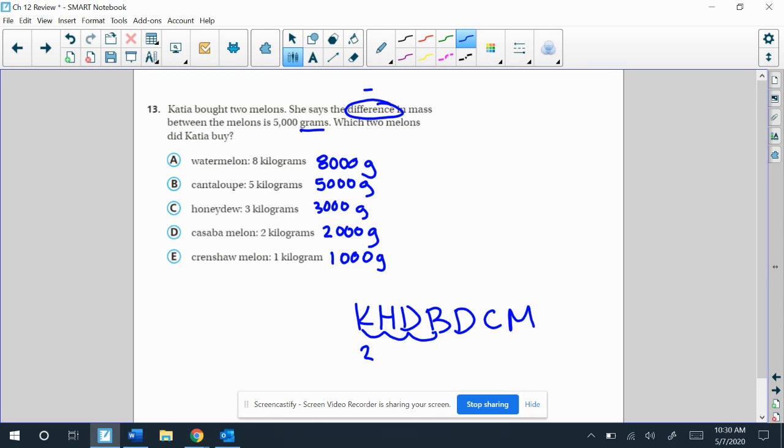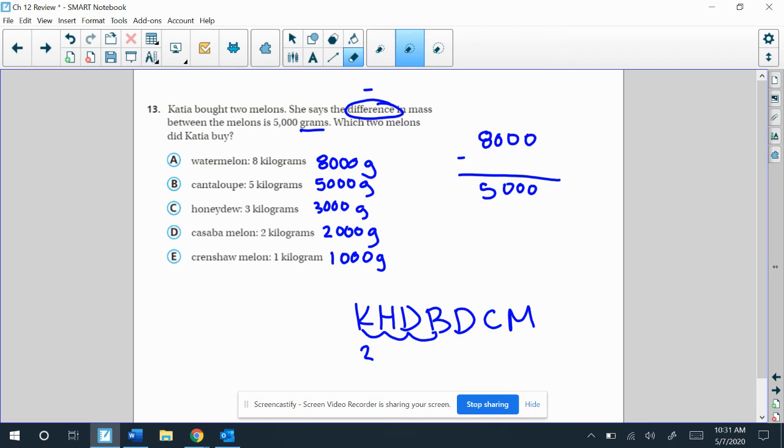Okay, so let's do them one by one. I'm going to start with A, my watermelon, 8,000. Is there any number that if I subtract will give me the answer 5,000 grams? Well, if I put 5,000 right here, 8 subtract 5 is 3. So that one will not work. Okay, so let's see the next one. 3. If I put a 3 right here, 3,000, 8 subtract 3 is 5. This is one that works.